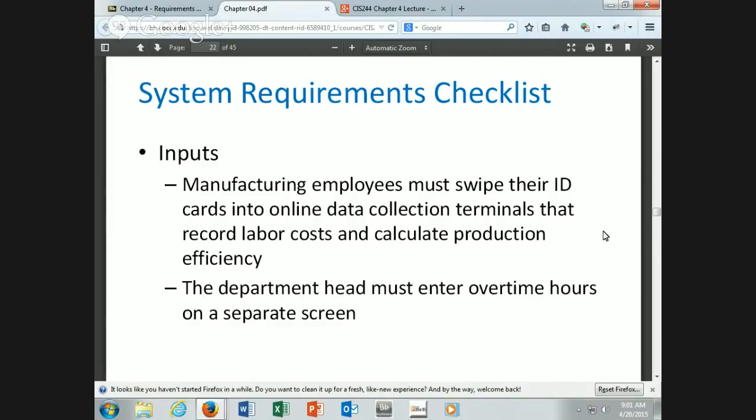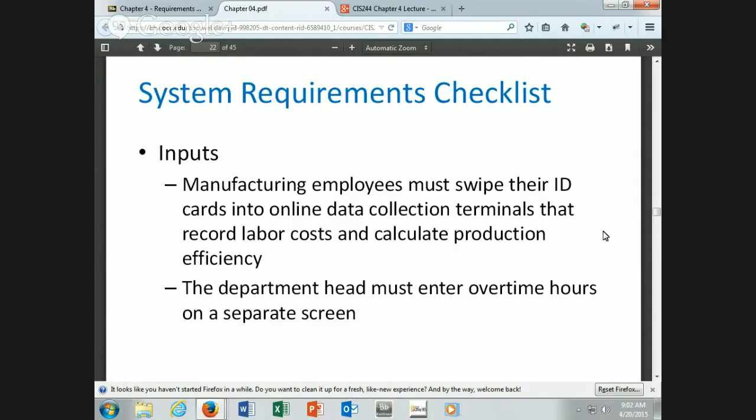So inputs: manufacturer employees must swipe ID cards into online data collection terminals. They record labor costs, calculate production efficiency. In those U-shaped manufacturing cells that I told you about, there were buttons. They'd hit a button, start a process, hit a button to finish the process. Guess what they found out?